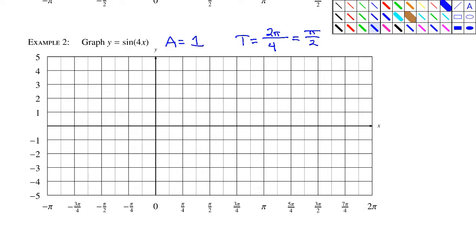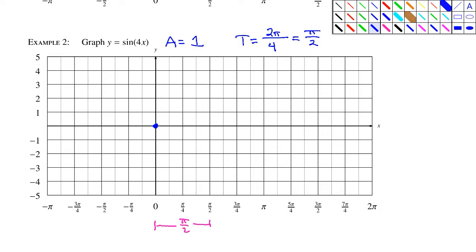So to do that, let's start at 0, 0. Sine function always starts at 0, 0. And then I can sort of map out how far the period is going to be. Well, it's going to be pi over 2 from 0. So it's just going to cover from 0 to pi over 2.